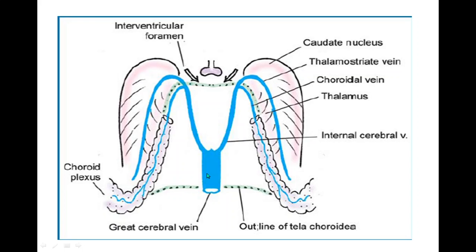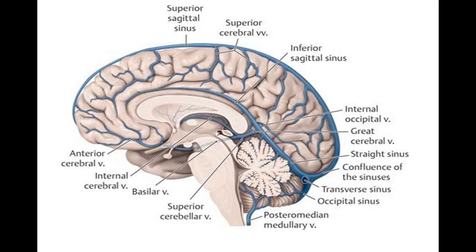This joins with the inferior sagittal sinus to form the straight sinus. You have already studied the straight sinus along with the dural venous sinuses. So that's about the venous drainage of the brain, through the dural venous sinuses, ultimately draining into the internal jugular veins, then to the brachiocephalic veins.